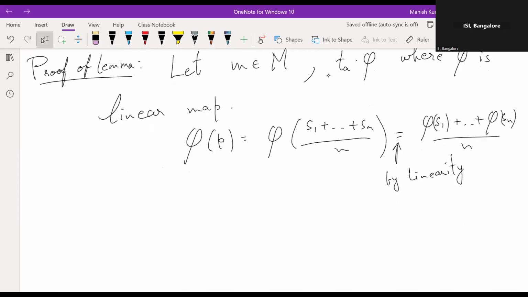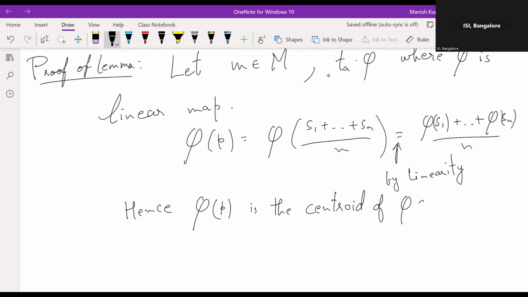Hence phi of P is the centroid of phi S1 to phi Sn. So for linear maps, it's okay. All we have to do is show this for translation. If this is true for linear maps and translations, then it is true for the composition as well.